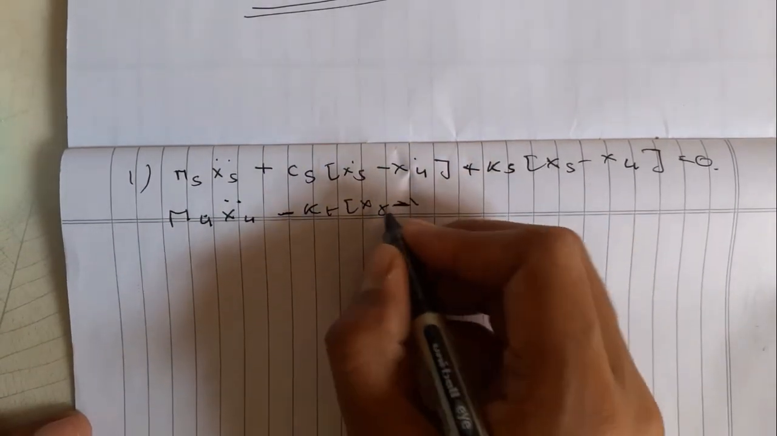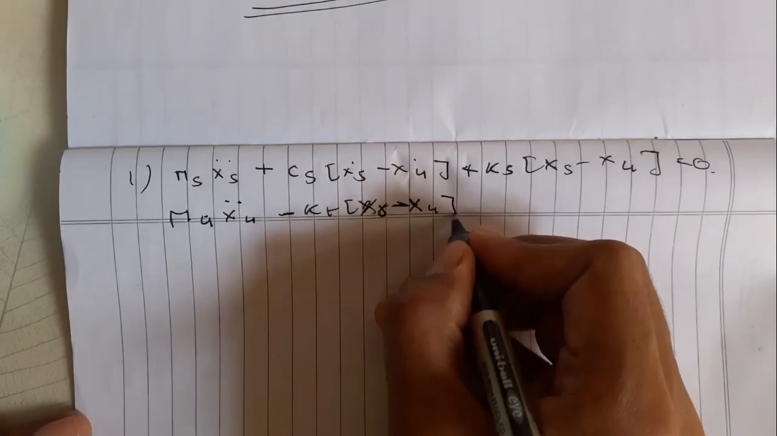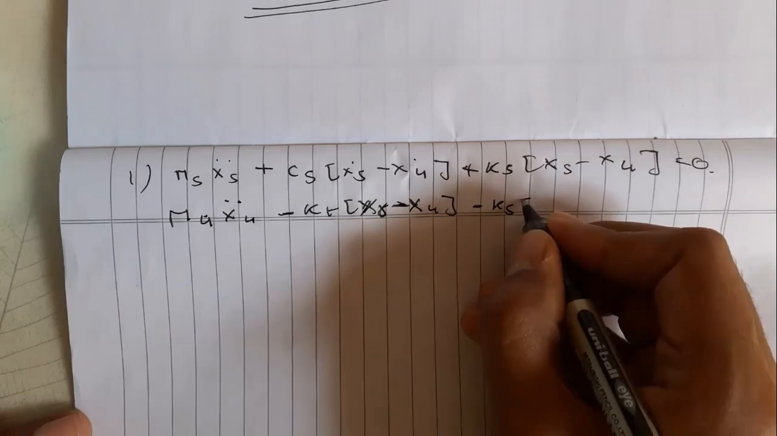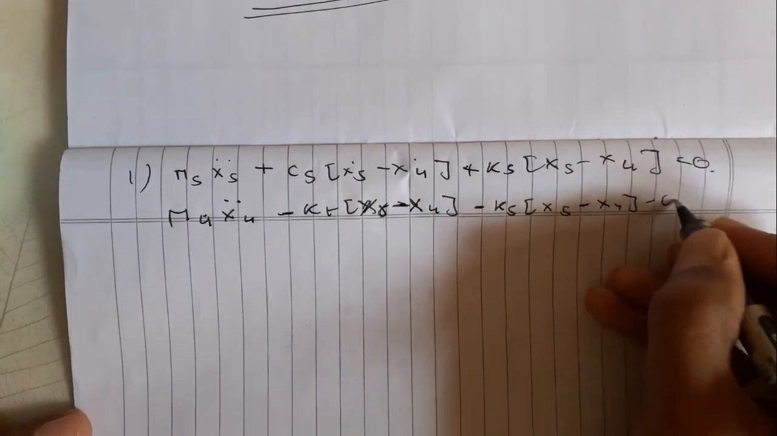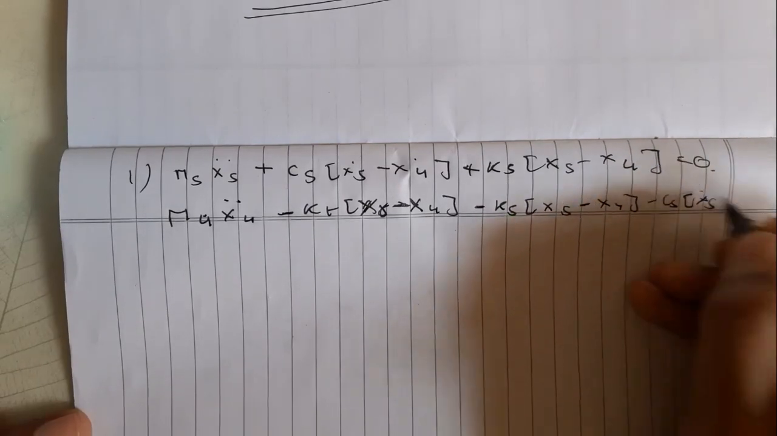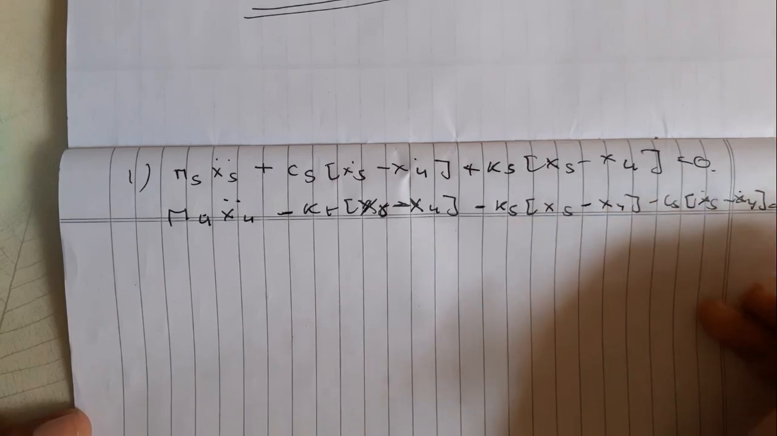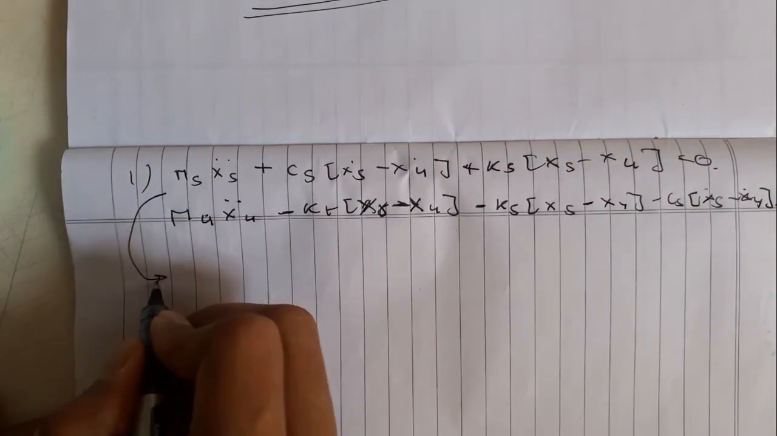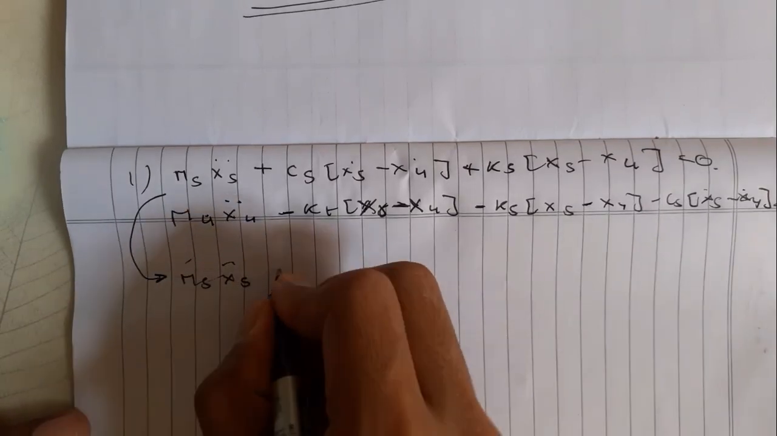Now this is the second equation: mu xu double dot equals kt xr minus xu, minus ks xs minus xu. We have to do it carefully, because even a small mistake will be reflected in the model, and the result will not show what the right result is. As I said, I made a mistake earlier.